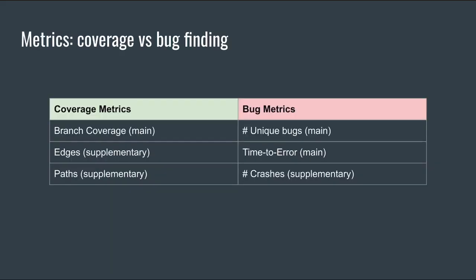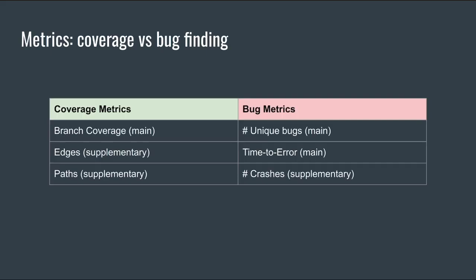So before we look at the results, we need to be clear on what they measured, because the whole paper is about comparing coverage-based evaluation to bug-based evaluation. On the coverage side, the primary metric is branch coverage, which is basically saying how many control flow branches the fuzzer executes over time. Branch coverage is standard for coverage-guided gray box fuzzing, and it's usually considered a strong proxy because it captures control flow and not just which lines ran.